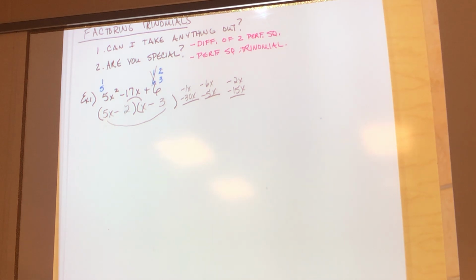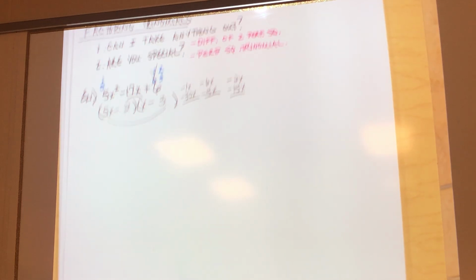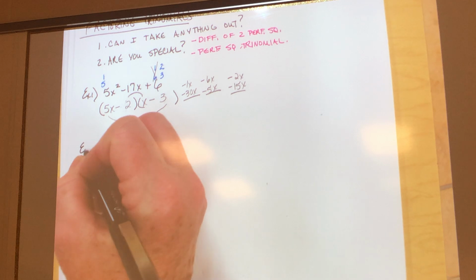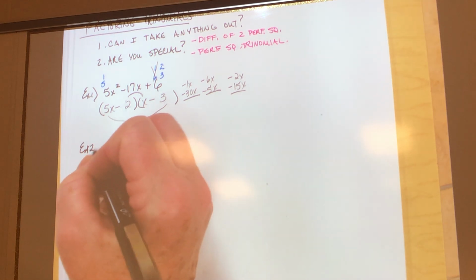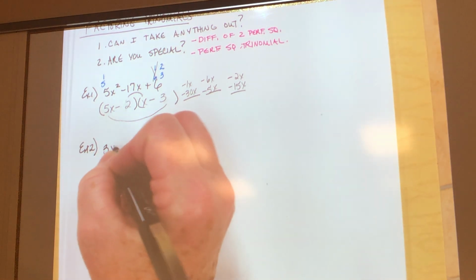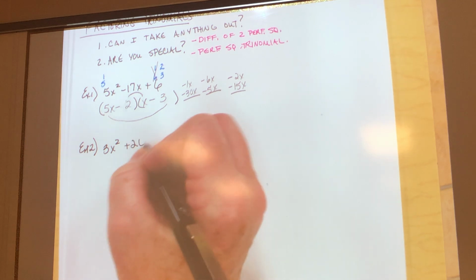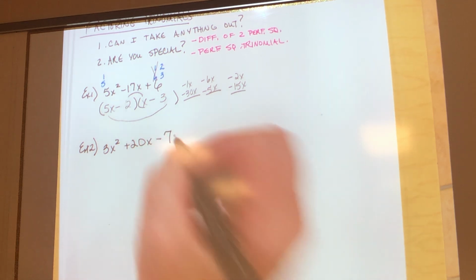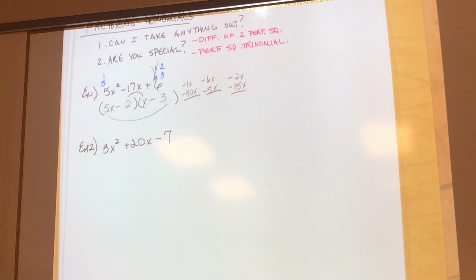All right, anybody got a question? Okay, so let's just try another one. Example 2. 3x squared plus 20x minus 7. 3x squared minus 20x plus 7.